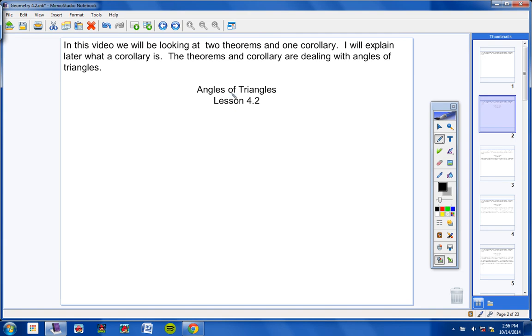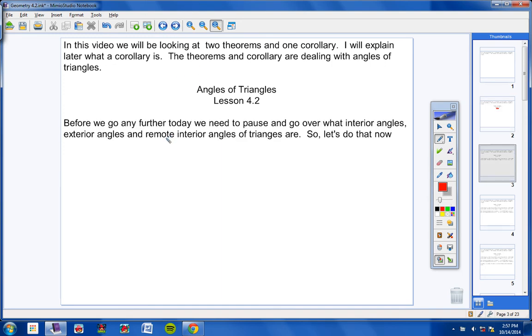Angles of triangles, lesson 4.2. Please include today's date. All right, so angles of triangles, please copy that in your notes, and the lesson today is 4.2. Be sure and include today's date. Okay, let's jump into this and let's see how we do today.